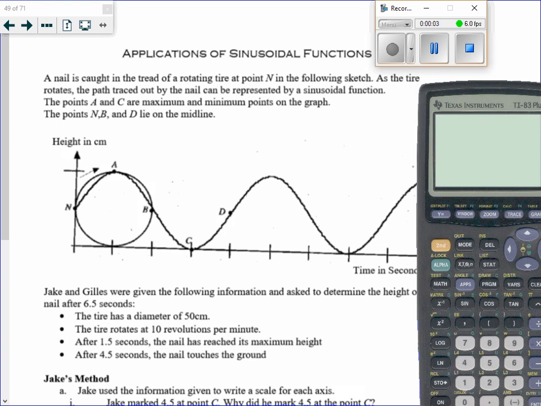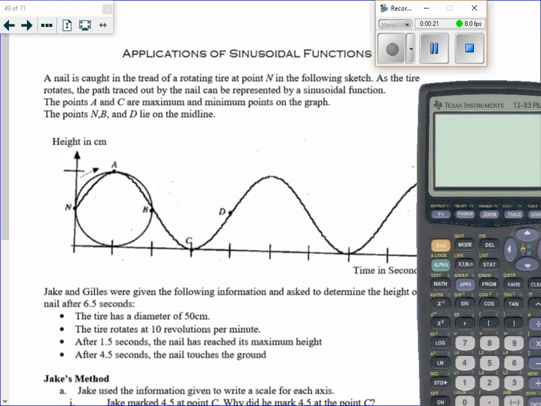Our last lesson is on applications of sinusoidal functions. So now that we know how to determine the function from a graph, now that we know how to write the equation of a function, of a cos or a sine graph, now we're going to see how we apply it to real-world situations.